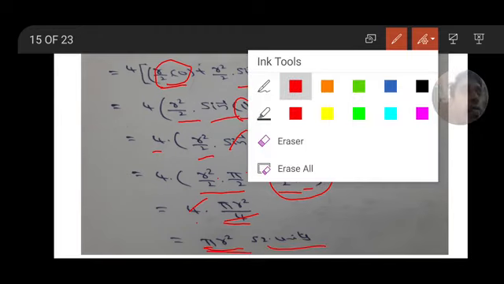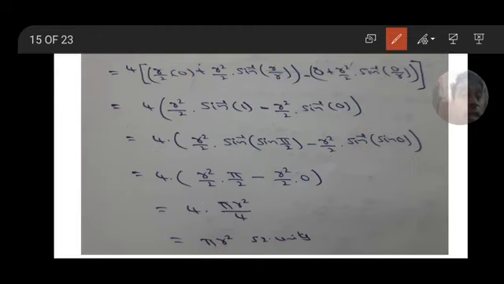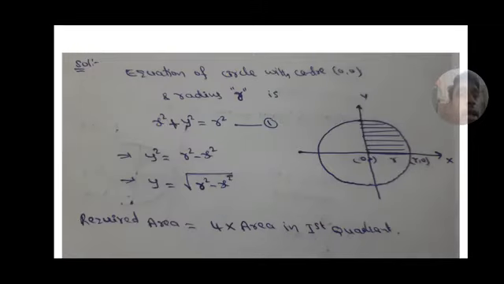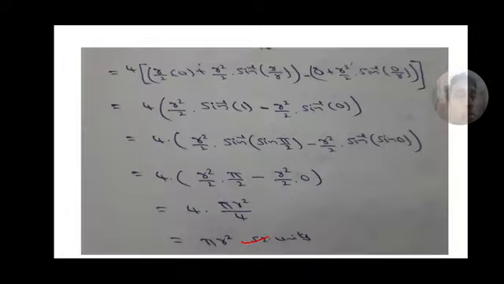It is the area of the circle with radius r. Center 0, 0, radius r, pi r square is the area of the circle. So here, if you see the diagram, the total circle area is 4 equal parts. So 4 into the area in the first quadrant. Okay, next problem.